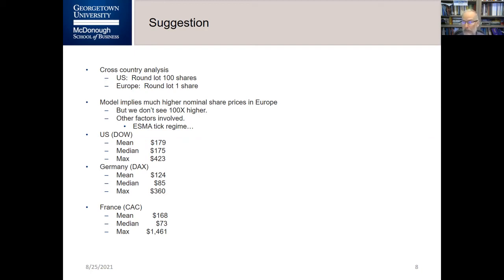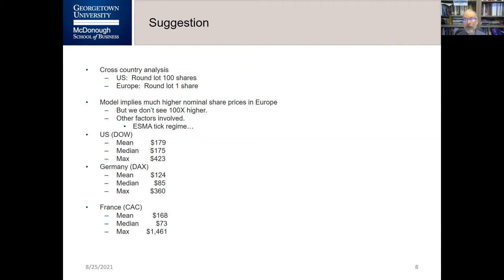Now, of course, the problem is when we look in Europe, we have a round lot much lower, but we don't see nominal prices that much higher. Now, I decided to do a little bit of casual empiricism. So I looked at the nominal prices of the 3 big stock indices, because it was easy to grab the prices off the internet.